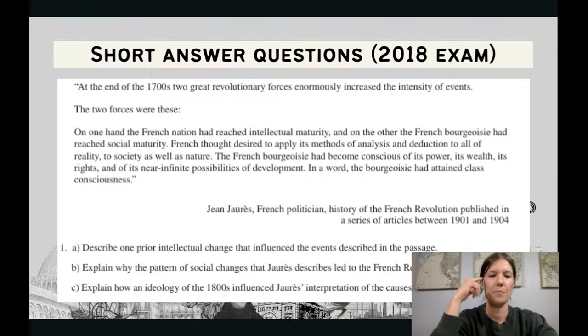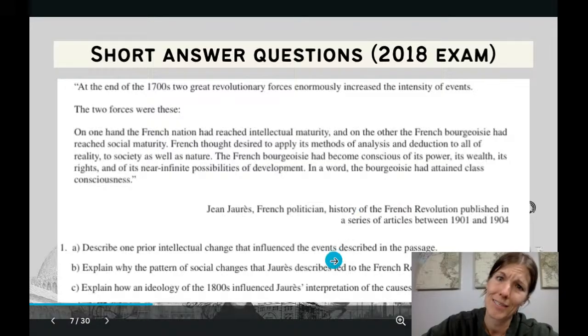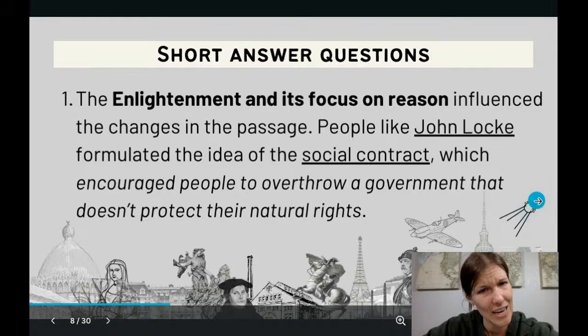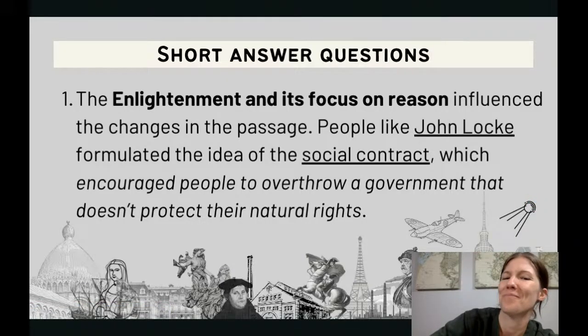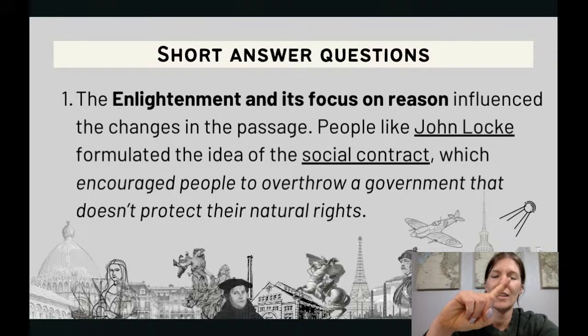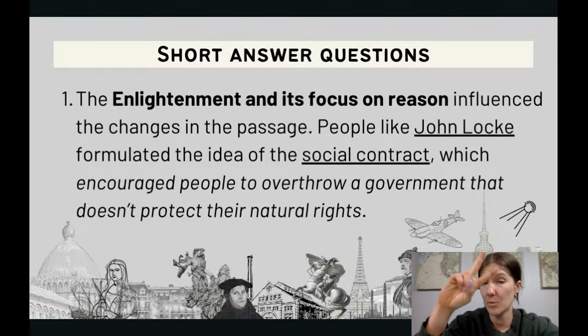So 1A is: describe one prior intellectual change that influenced the events described in the passage. So intellectually, what's going on that would influence the French Revolution? The Enlightenment. Here's my answer. The Enlightenment and its focus on reason influenced the changes in the passage. I'm directly answering that question with a claim. And then I'm supporting with evidence.